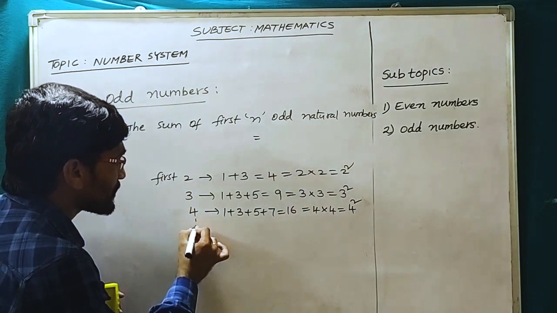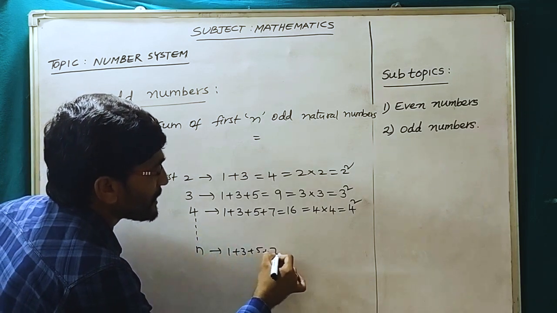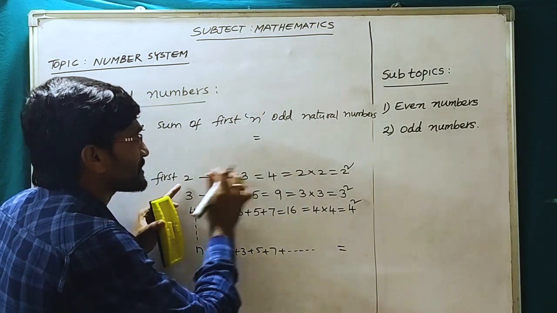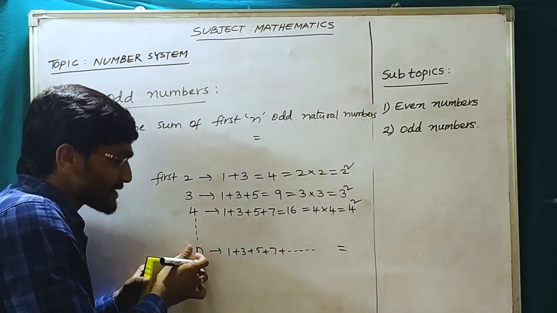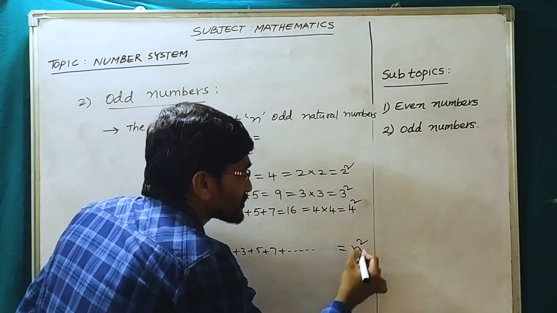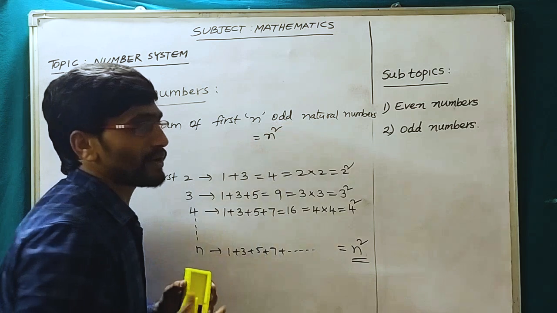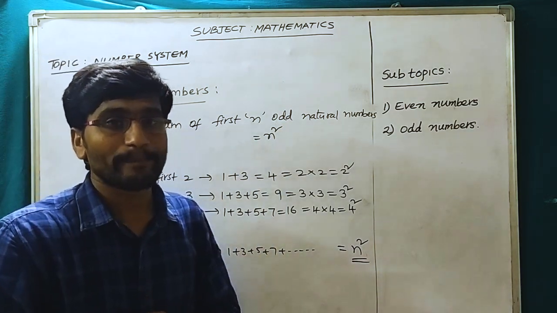In the same way, sum of first n odd natural numbers can be written as n square. That means sum of first n odd natural numbers can be written as n square. Sum of first n odd natural numbers formula is n square. This is about odd numbers. I hope you understand. Thank you.